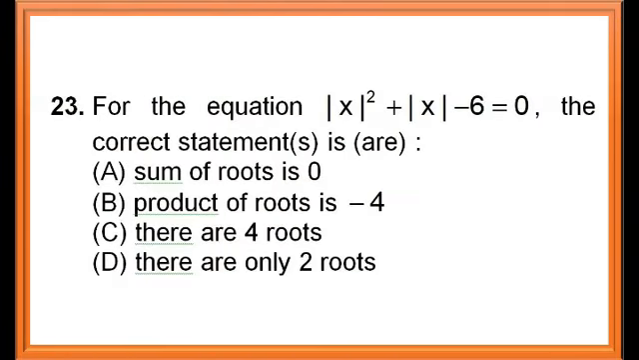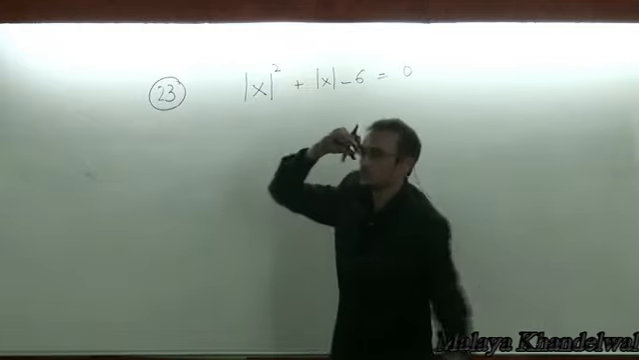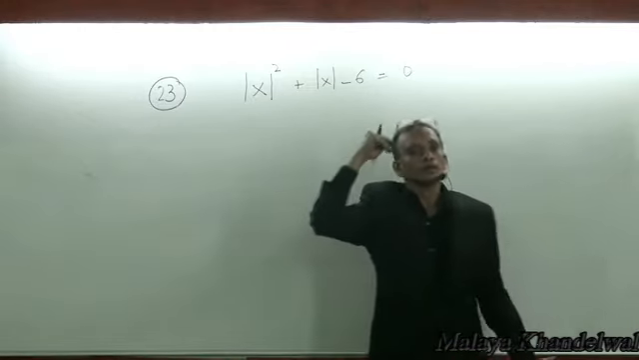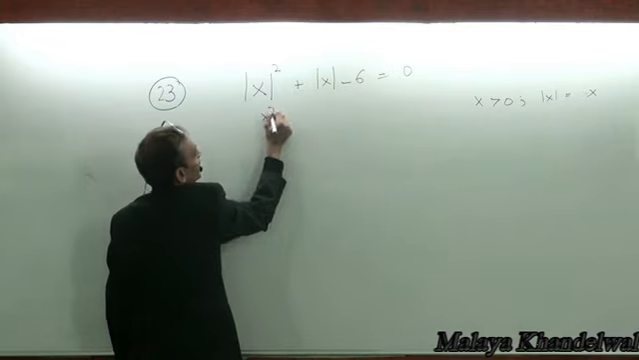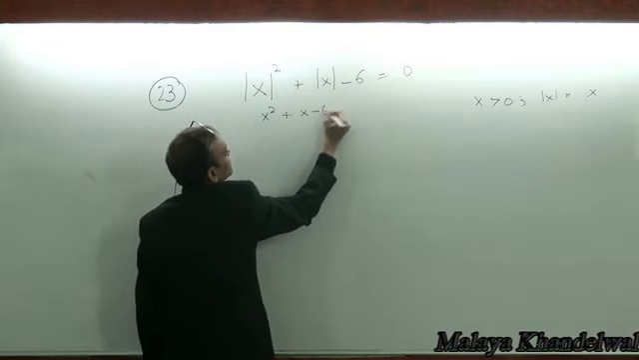We have a quadratic of this form, mod x squared plus mod x minus 6 equal to 0. Let's solve this quadratic. Now x would either be positive or x would be negative, right? If x is positive, mod x will be equal to x. So let me find the solution for x greater than 0 first. So mod x equal to x means x squared plus x minus 6 is 0.